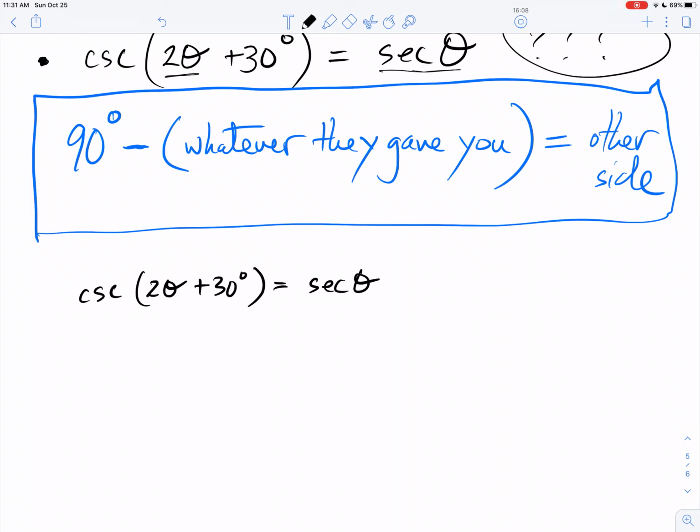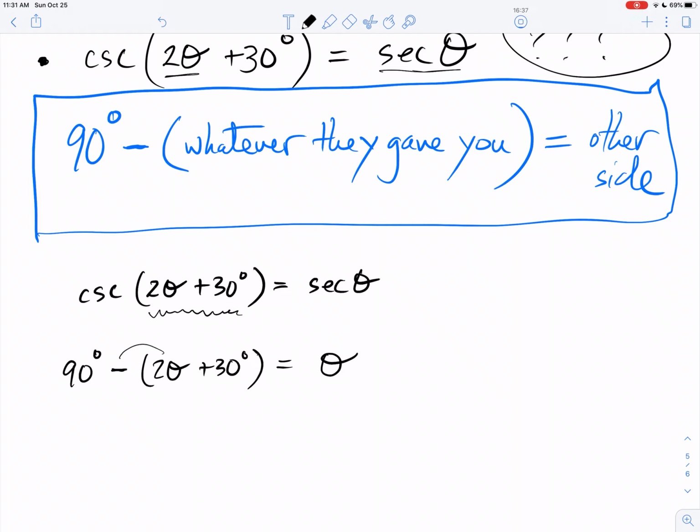I'll do it both ways the first time, and then after that I won't. But I'm going to take whatever they gave me. I'm going to say 90 degrees minus whatever they gave me. And notice I always leave whatever they gave me in parentheses. What does that equal? That equals the other guy. All right? So let's just solve this little tiny equation.